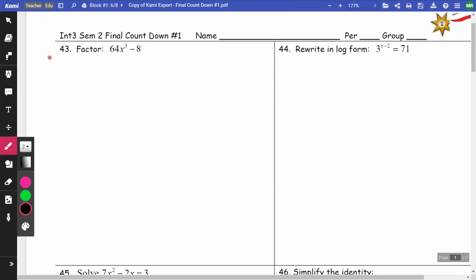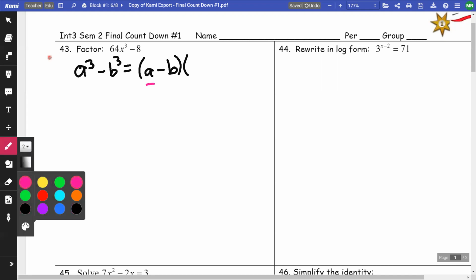Okay, let me write the formula. So we have a cubed minus b cubed is equal to, and what we do is we take the cube root of the first term, which would be a, keep the sign, still minus, take the cube root of the back term, which is b. Then you're going to take your a and your b here. You're going to square your a, your first term, so you get an a squared. The sign is going to change. It was a minus, now it's a plus.